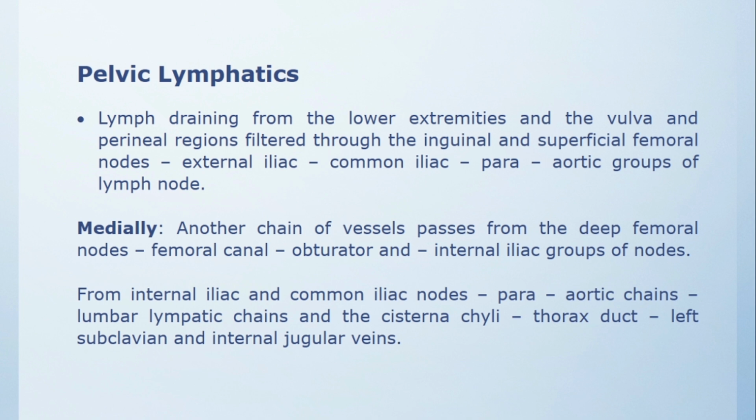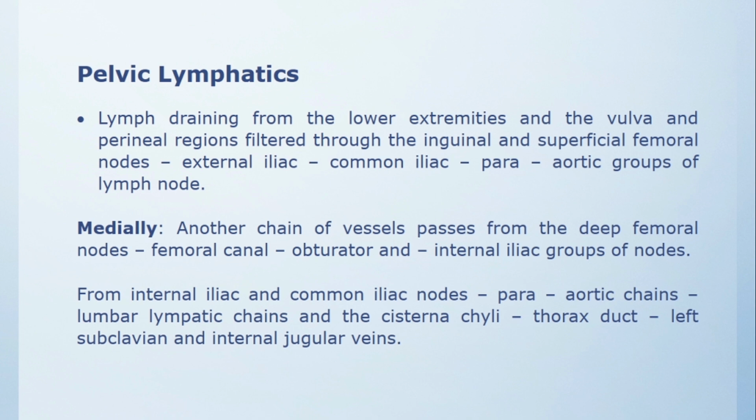Again, the lymph drains from the lower extremities, the vulva and the perineal regions, and is filtered through the inguinal and superficial femoral nodes to enter the external iliac group of lymph nodes. From the external iliac group of nodes to the common iliac group of lymph nodes and the para-aortic groups of lymph nodes.